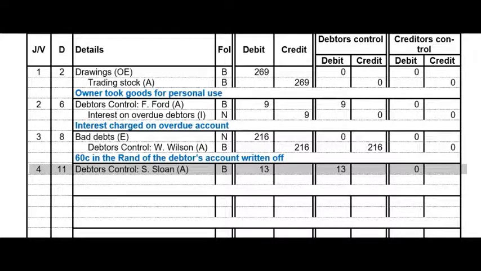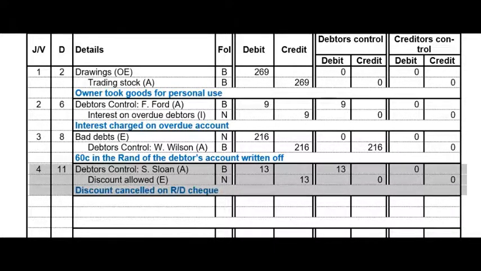We put it back. Okay, on the debit side, remember to write a Sloan and it's only the discount allowed value, the 13 Rand, and we credit discount allowed, an expense. Why do we credit this expense? Because we are reversing it. So we reverse it on the credit side. It's in the nominal section, 13 Rand, and you just write cancel discount on an RD check.